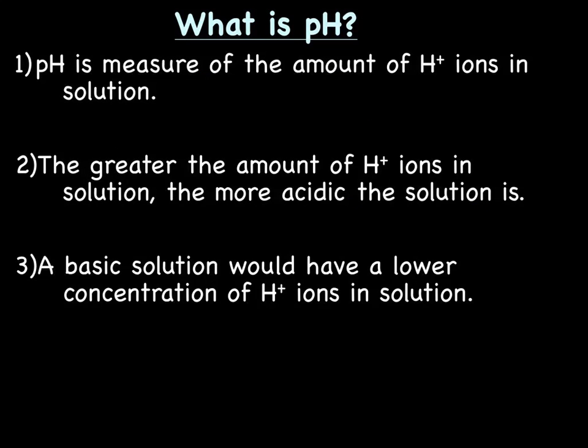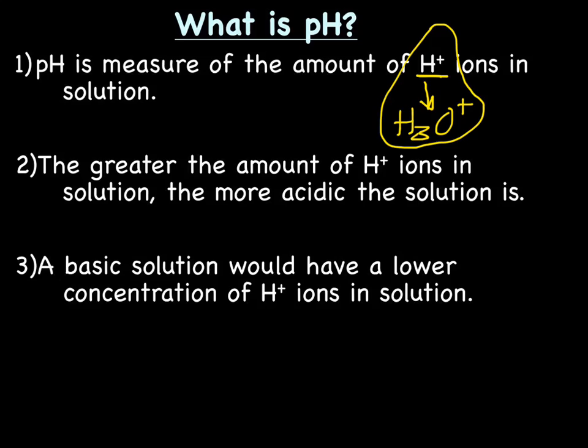What is pH? pH is the measure of the amount of H plus ions in solution. It can also be a measure of the amount of H3O plus ions in solution. Because again, when you put an acid in water, the acid releases an H, which hooks up with an H2O to make H3O. So for this discussion, H plus and H3O plus amounts are interchangeable.